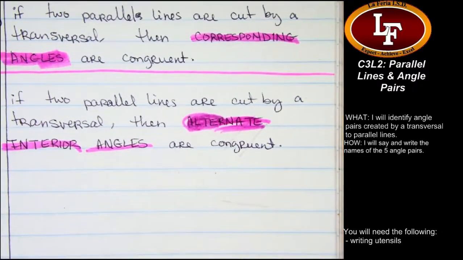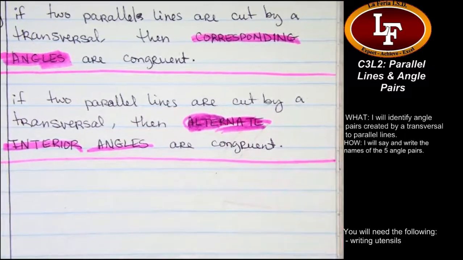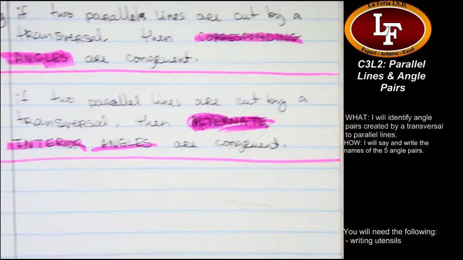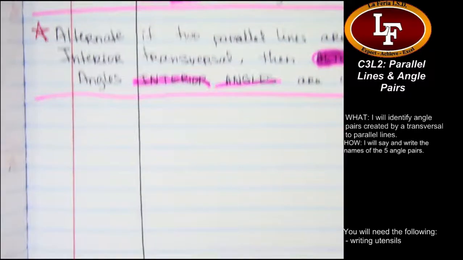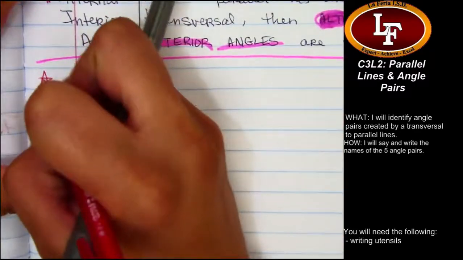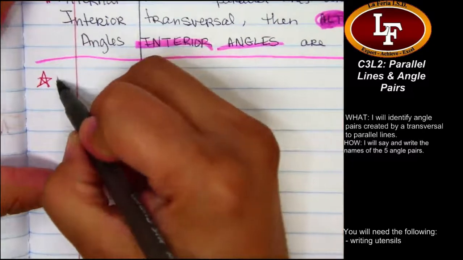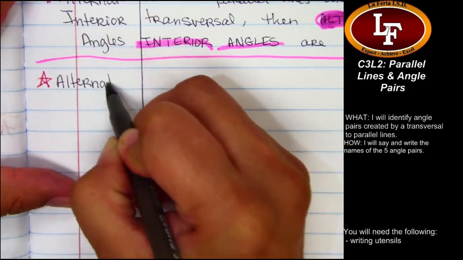So if two parallel lines are cut by a transversal, then alternate interior angles are congruent. Pause the video now, make sure you have that written down. But if you don't pause the video, then you should probably pause the video. Welcome back. Let's go on to the next pair of angles.